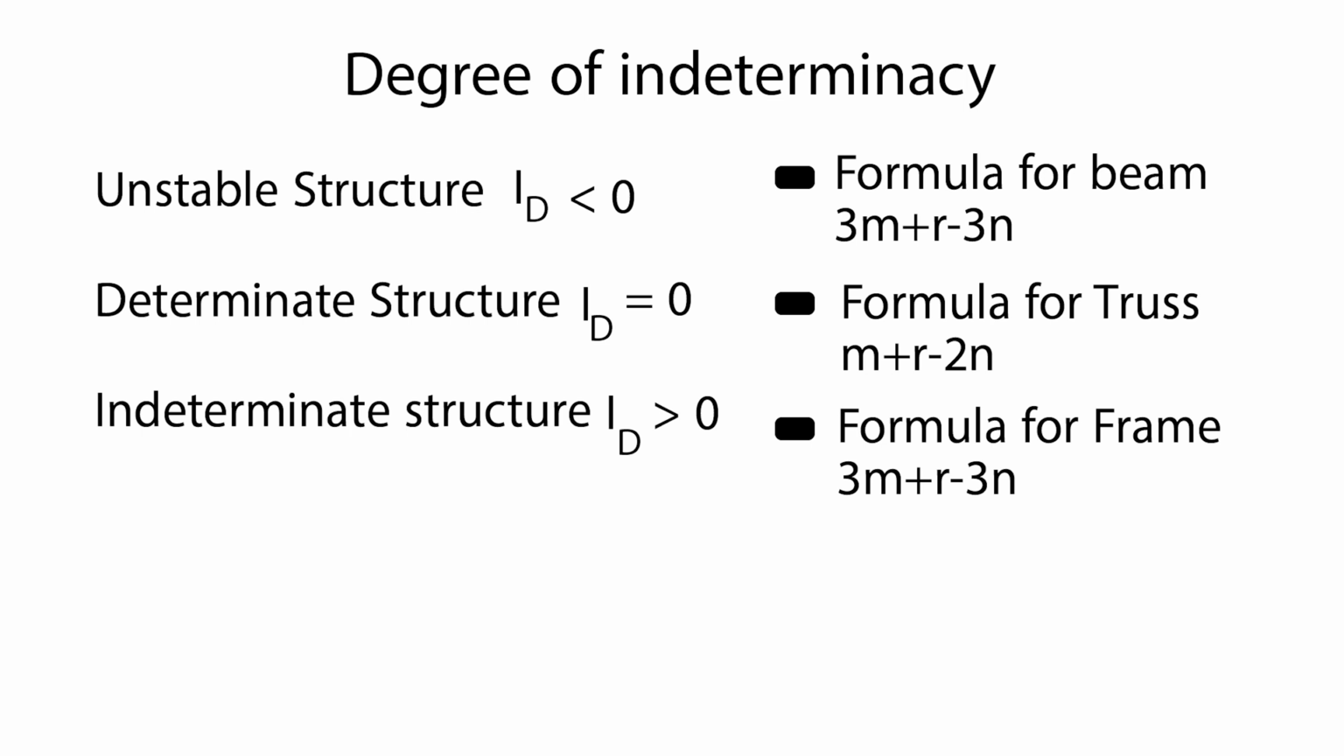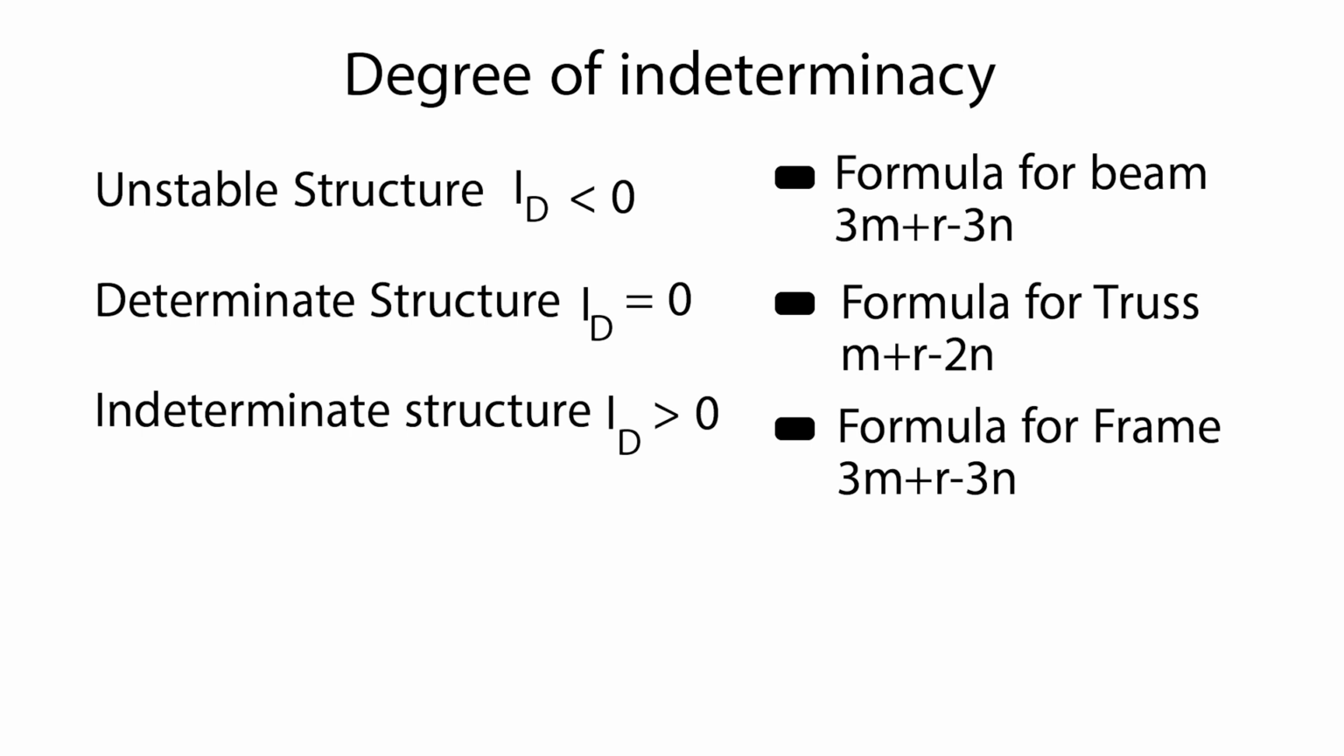The formula to calculate the degree of indeterminacy in beams is 3m plus r minus 3n. Here m is the number of members, r is the number of reactions, and n is the number of nodes. And we can denote the degree of indeterminacy by ID.